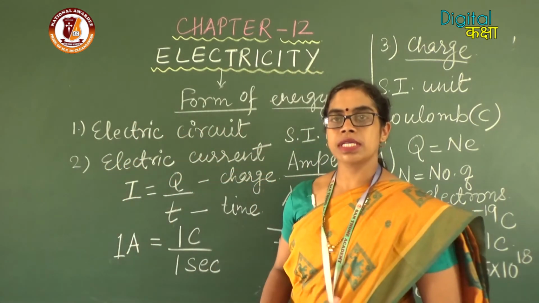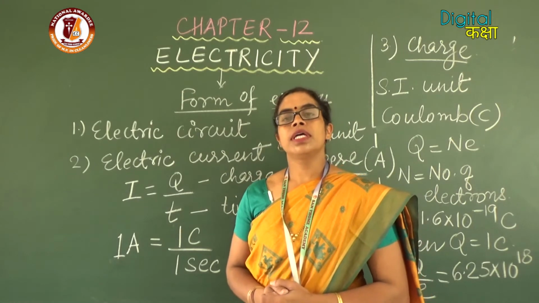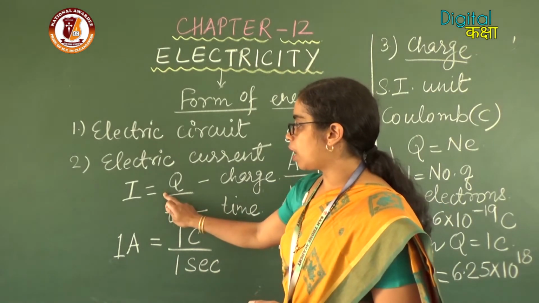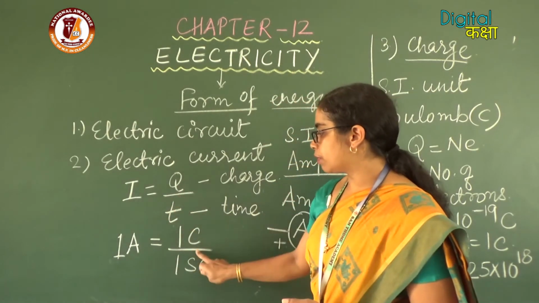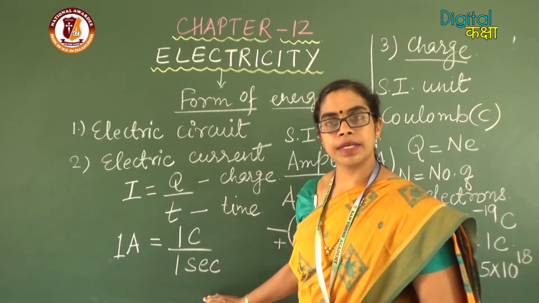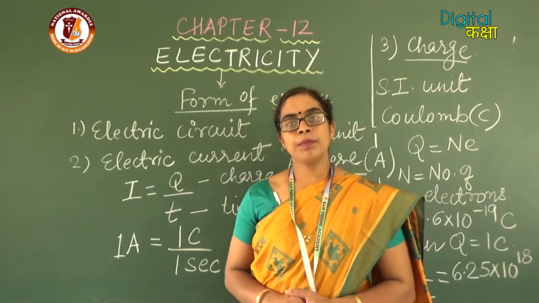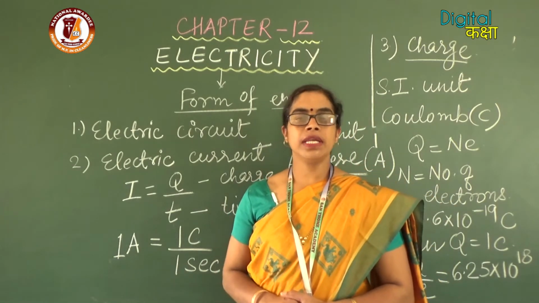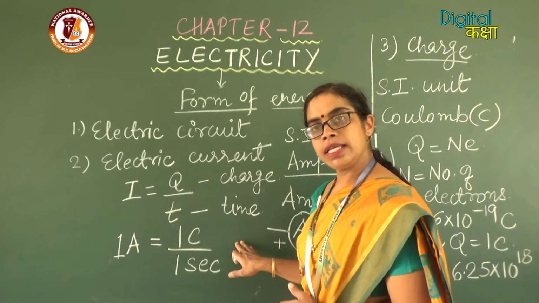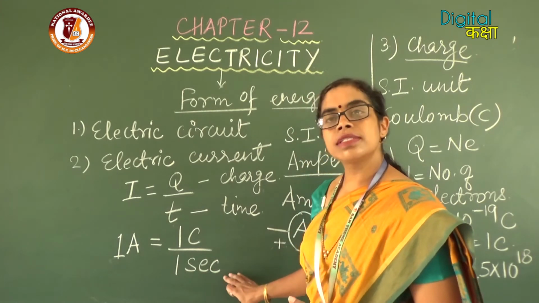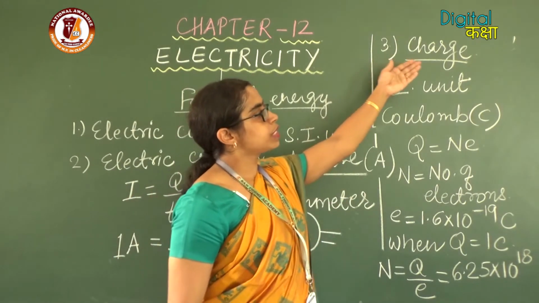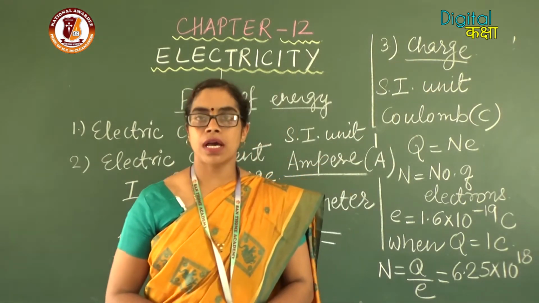In order to understand the definition of the SI unit of current, that is 1 ampere, in this formula I will substitute Q equal to 1 coulomb and T equal to 1 second. That means 1 ampere of current is defined as the flow of 1 coulomb of charge in any circuit in 1 second. After this, let us come to the next physical quantity, that is charge.